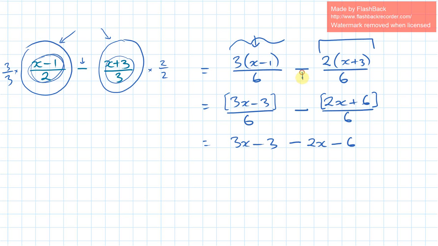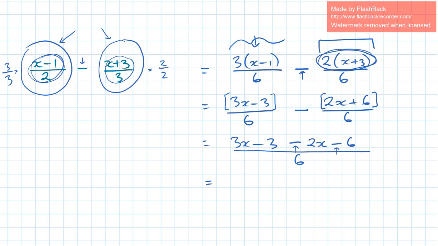So that minus sign there is actually subtracting this whole thing here. So you want to keep track that that subtraction is actually you're subtracting the whole 2x plus 6. That is all over 6. So I can do that because the denominators are the same and I've combined the numerators.